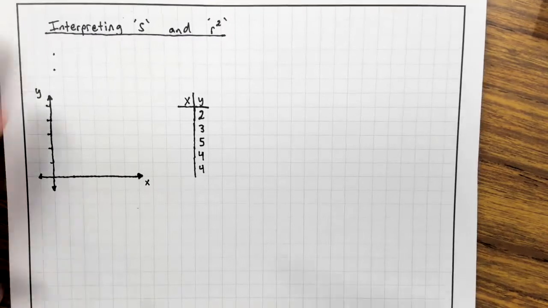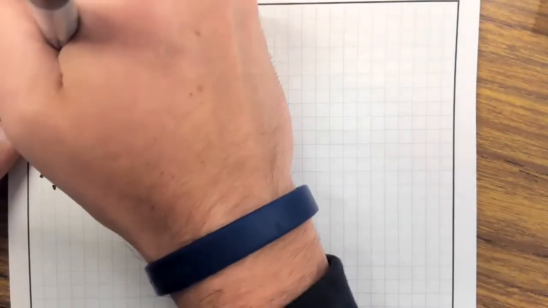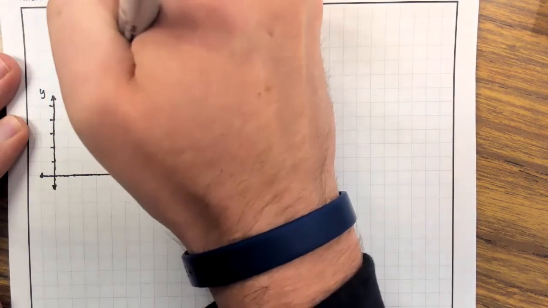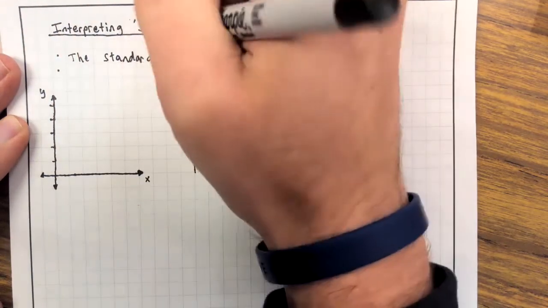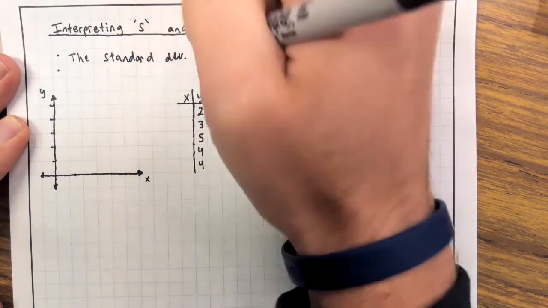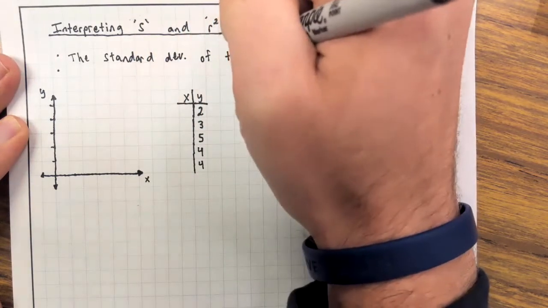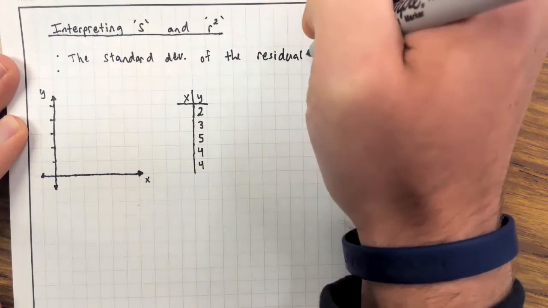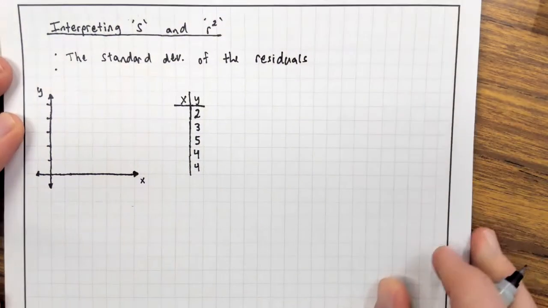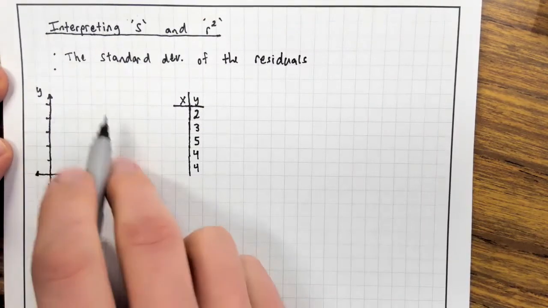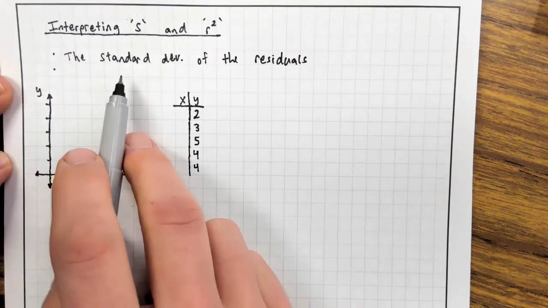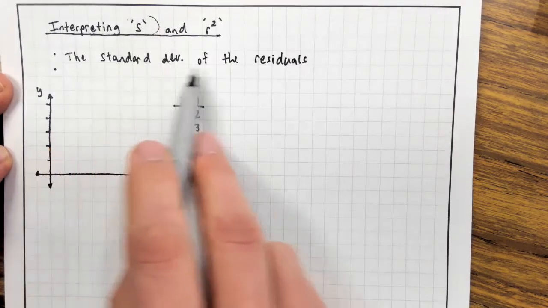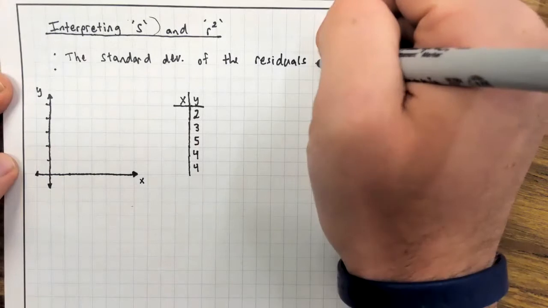So s is referring to the standard deviation of the residuals. So we're still looking at bivariate data, two variables plotted on like a scatter plot, or whenever you do statistics on two variables, you'll come up with this value called S. And again, that is the standard deviation of the residuals.